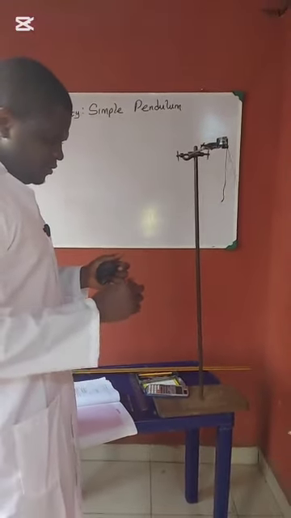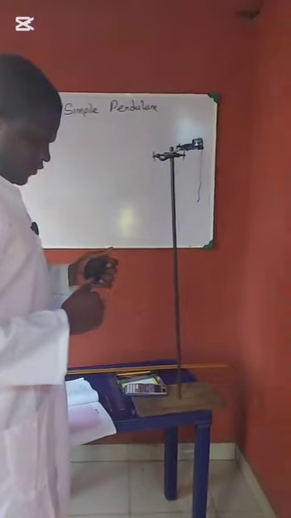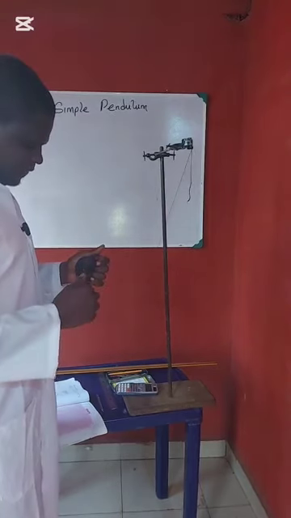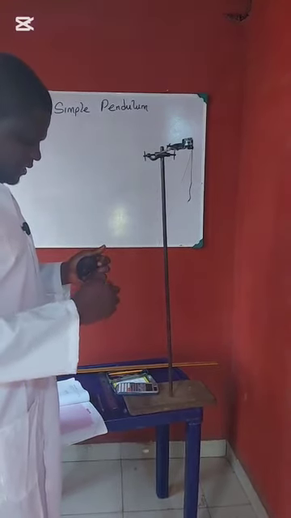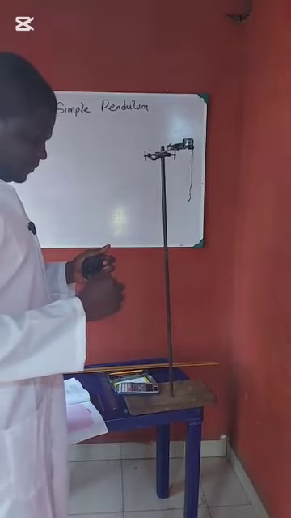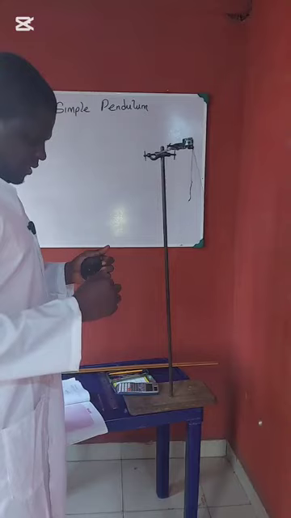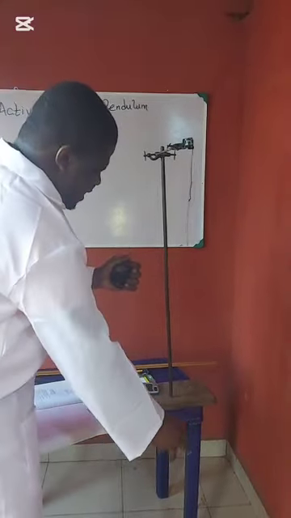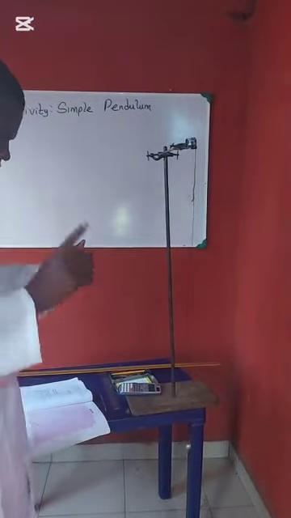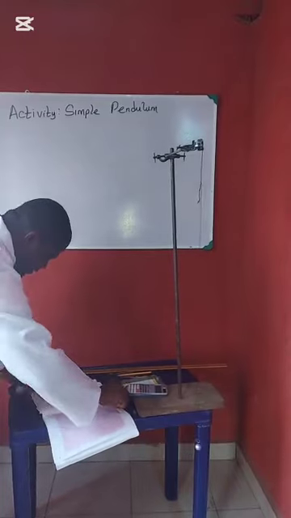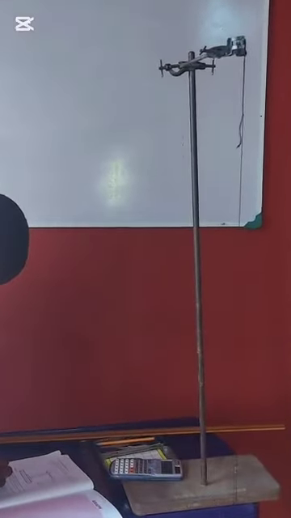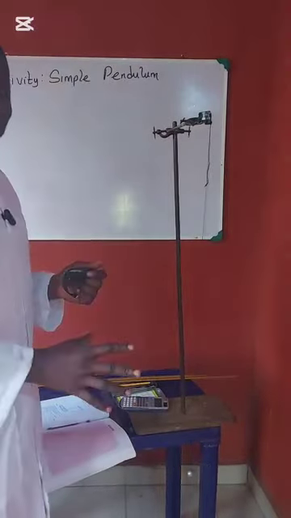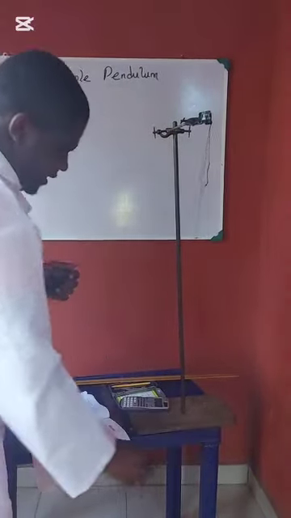1, 2, 3, 4, 5, 6, 7, 8, 9, 10. So my time here is 18.00. So I will record 18.00. I will repeat this again with the length equal to 90 cm.